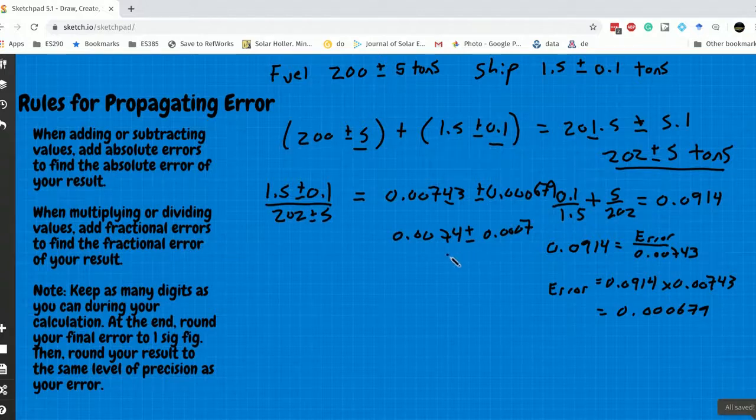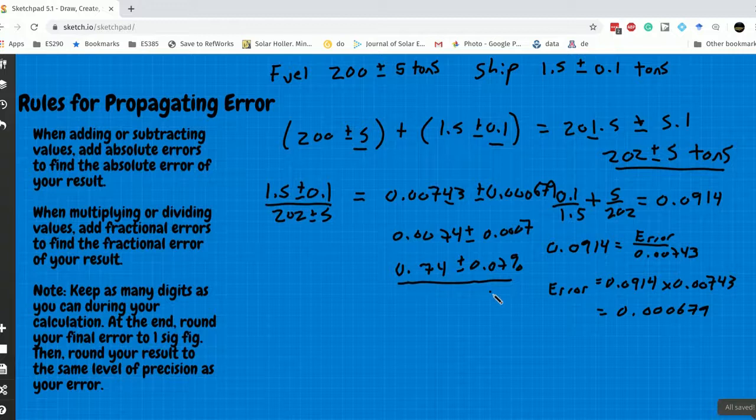If we want, we can get fancy and express both our result and our error as percentages, in which case we'd multiply both those values by 100. So we would have 0.74 plus or minus 0.07%. And once again, we found that our empty space shuttle is a small fraction of its fully fueled weight.